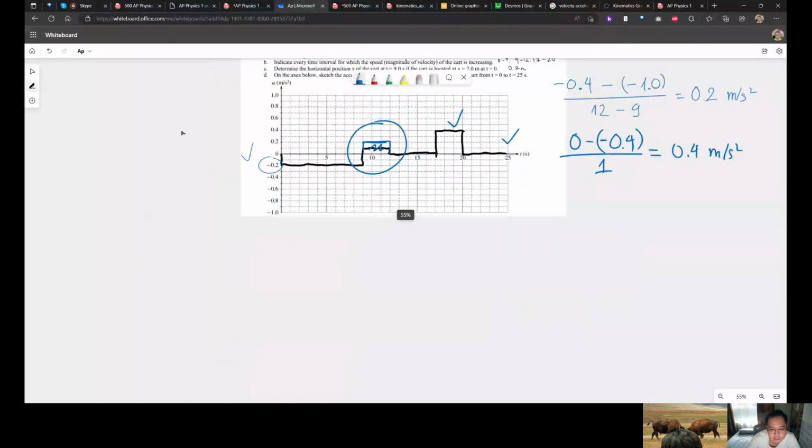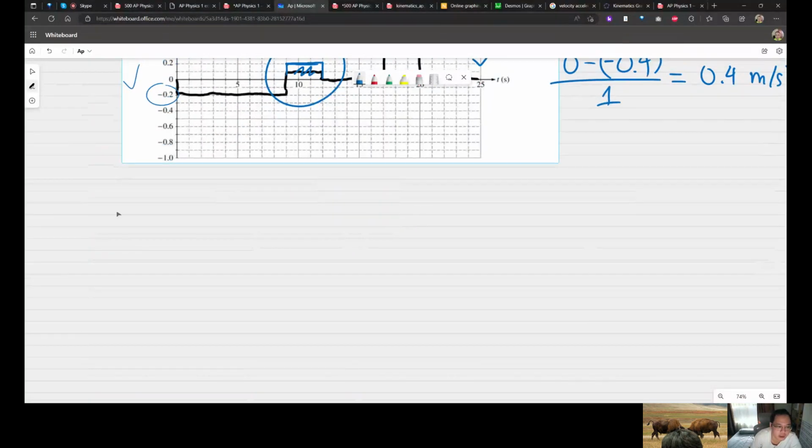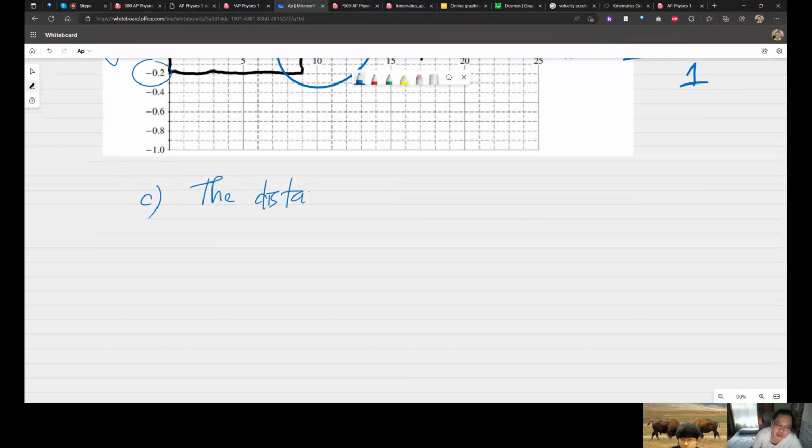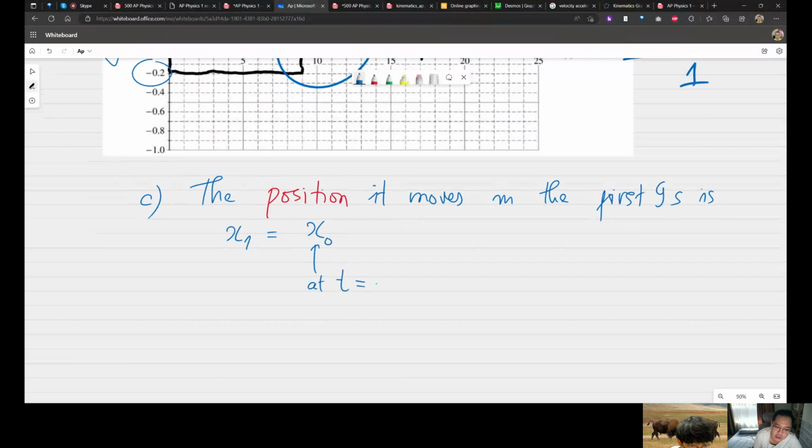Let me write it on the board here. Question C. The distance it moved in the first 9 seconds is x1 equal x0. No, we do not need x0 because we're calculating the distance. Or instead of the distance, we can write the position. When we use position, we will put the initial position x0 here at time 0, and add it with the initial velocity multiplied by the time, and add it with 1/2 of the acceleration multiplied by the square of time.